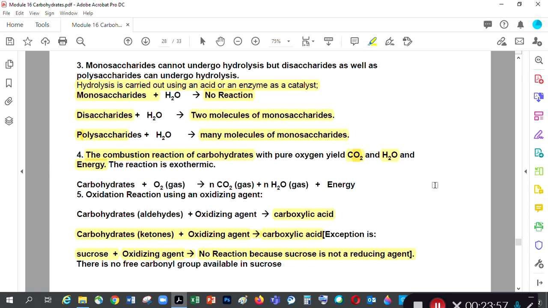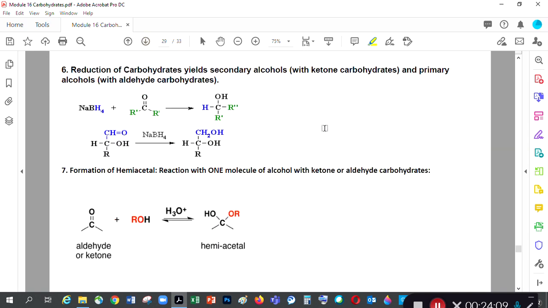There is no free carbonyl group. Make sure that you make a note of this. There is no free carbonyl group available in sucrose. Everything is tied up in the 2 rings together. Okay, so now let's look at another reaction. Now reduction. We went through the oxidation. We get the corresponding carboxylic acid.